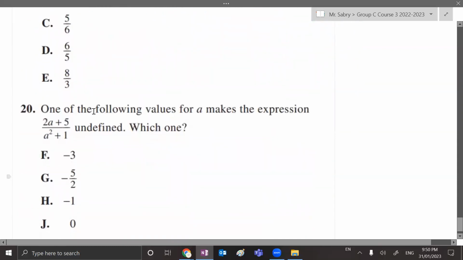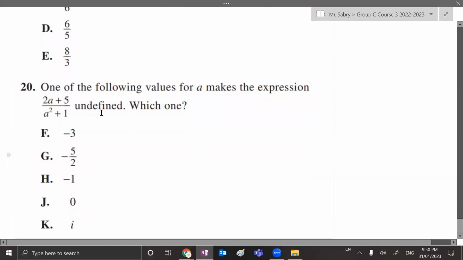Perfect. Number 20. One of the following values for A makes the expression undefined. When would an expression be undefined? When would a fraction in particular be undefined? When its denominator is zero. Whenever any fraction in the world has a denominator that equals 0, this is an undefined fraction.